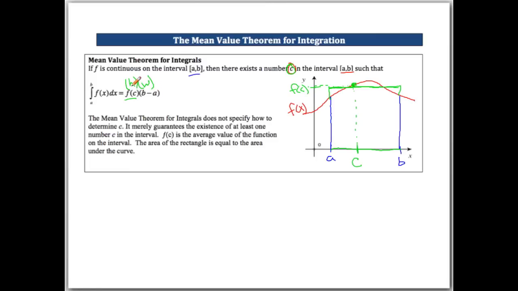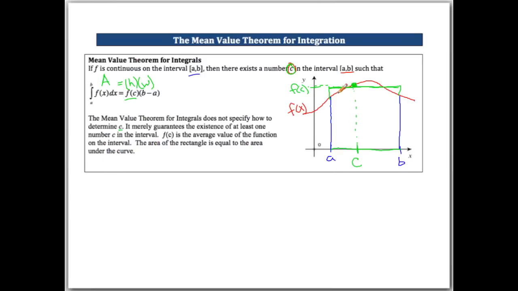And if we think about height times width of a rectangle, doesn't that equal the area? Well, it does. And so what we're trying to say here, the mean value theorem for integrals does not specify how to determine c or where c is. It merely guarantees the existence of at least one number c in that interval. Now f of c is the average value of the function on the interval. So if we took all these values and we found the average of them, it would be f of c. And the area of the rectangle is equal to the area under the curve.